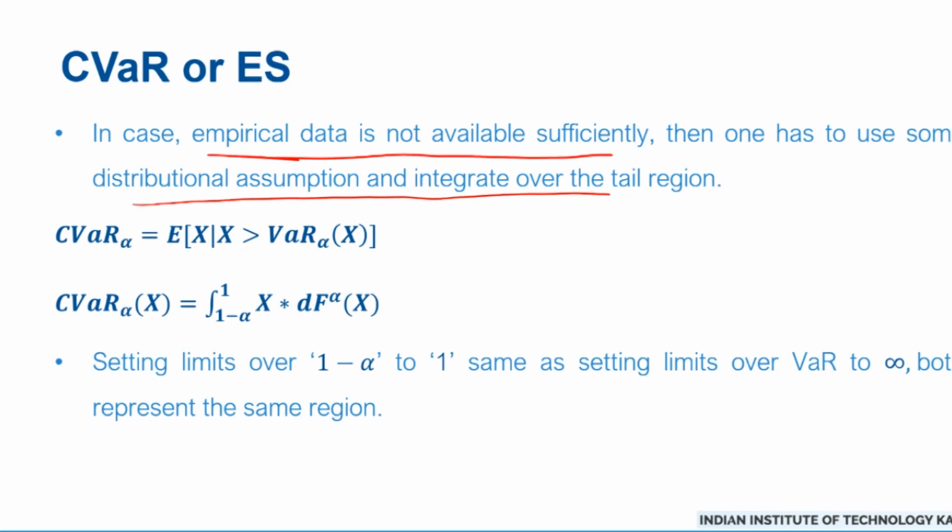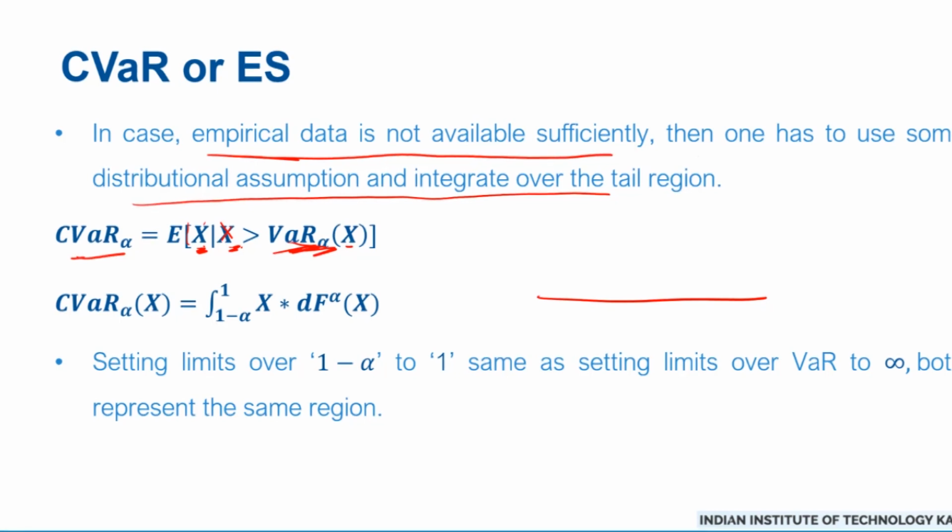What it means is that the basic definition of CVaR is this: let's say I'm looking at the loss variable x, given that this loss variable x is greater than the VaR level. So already we are assuming that the VaR level is breached. So conditional on the fact that this loss is greater than VaR of x, what is the expected value of that loss x?